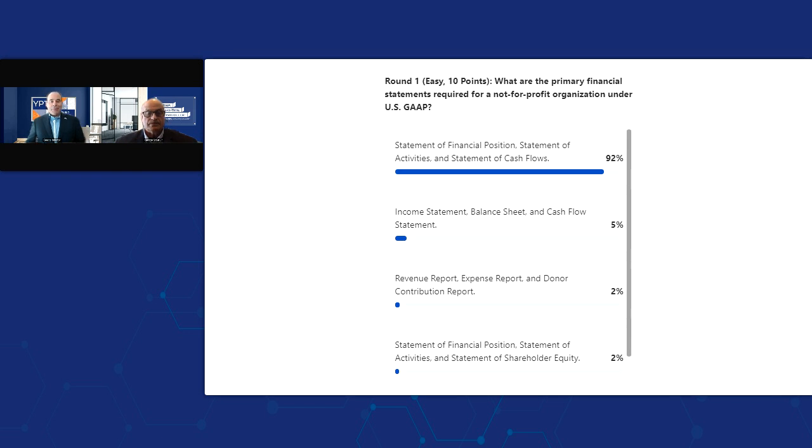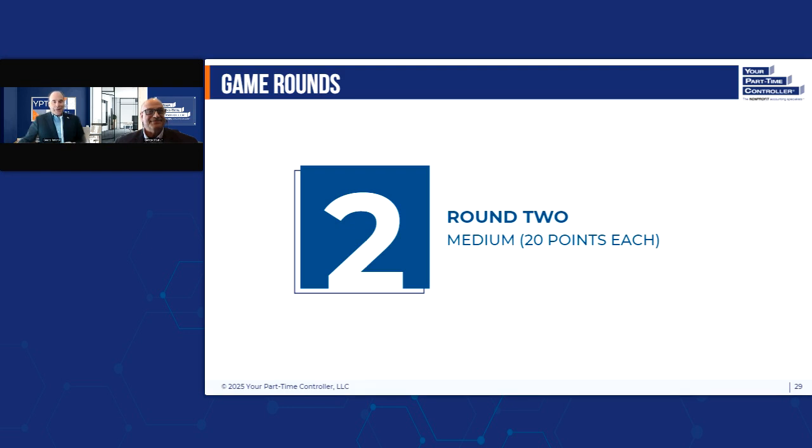All right, 91%. I think we're going to have a lot of high scores here today, George. Agreed. All right. We're going to sort of raise the stakes a little bit. We're in our second round. Some medium questions, and they're going to be worth 20 points each. So now let's move on to round two.